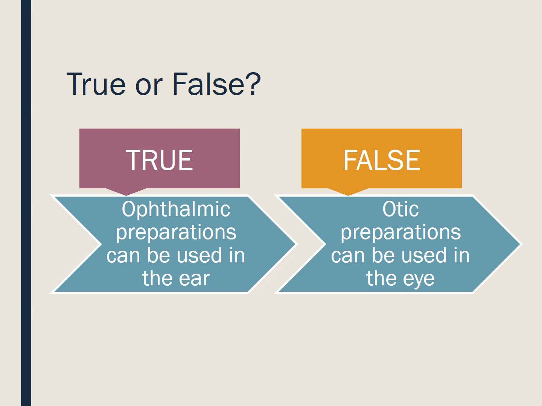Ophthalmic preparations have a neutral pH and therefore may be better tolerated than otic preparations, and therefore ophthalmic preparations can be used in the ear. However, otic preparations cannot be used in the eye due to the concern for pH, clarity, and so on that's needed in eye drops.